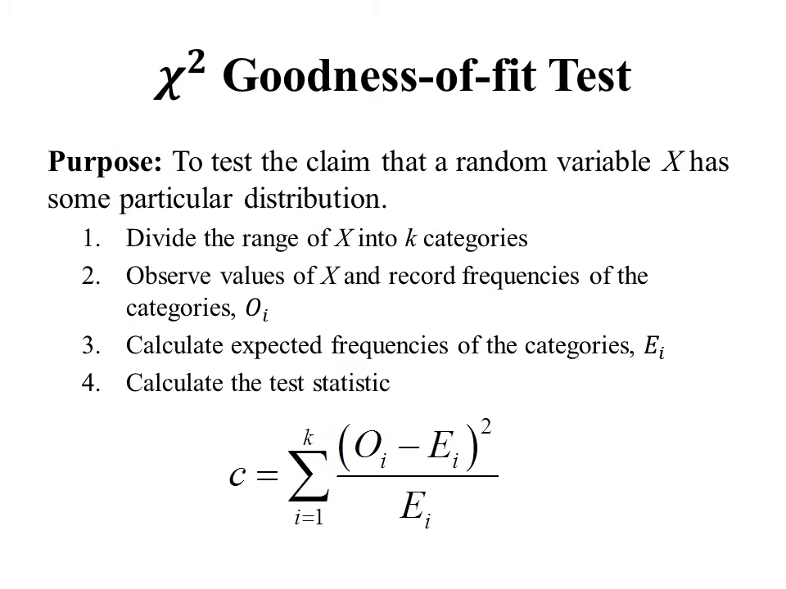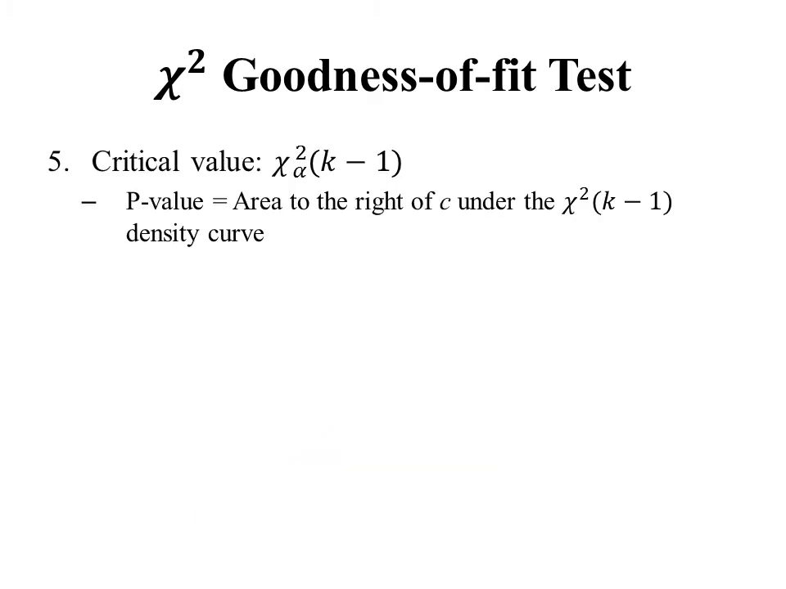And then step 4, we're going to calculate our test statistic. This formula says we're going to take each observed value, subtract the corresponding expected value, square it, divide it by the expected value, and then add that up over all categories. We're going to denote that test statistic with the letter C. Now, our critical value is going to come from the chi-squared distribution. Specifically, it's going to be chi-squared sub alpha with k minus 1 degrees of freedom. So we take the number of categories, subtract 1, that's our degrees of freedom. And alpha is our significance level.